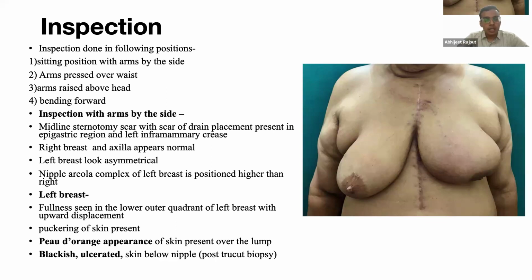In the left breast, fullness is present in the lower outer quadrant with upward displacement of the breast. Puckering of skin is also present. Peau d'orange of skin is also present over the lump. On close examination, blackish ulcerated skin is present below the nipple area, post true cut biopsy status.